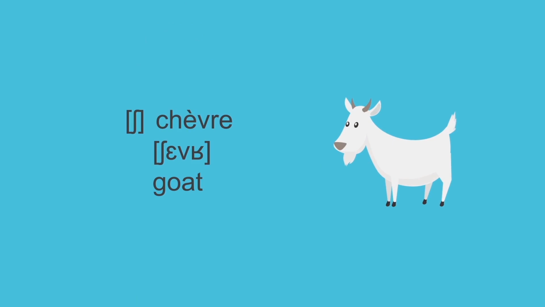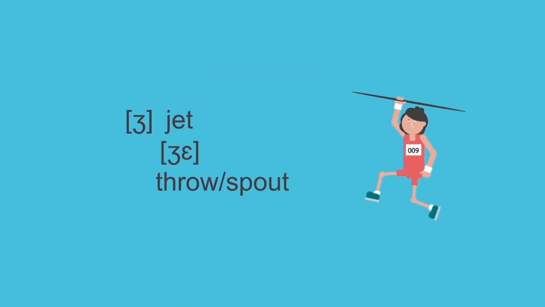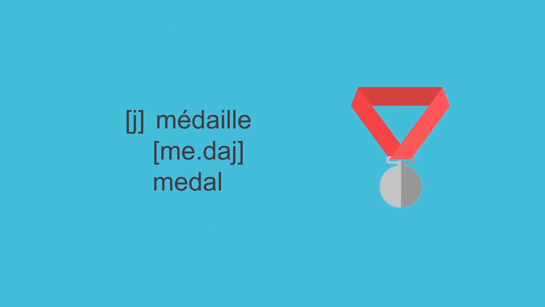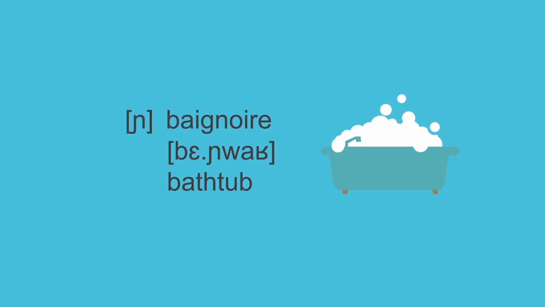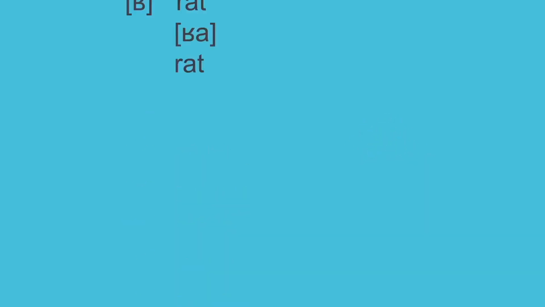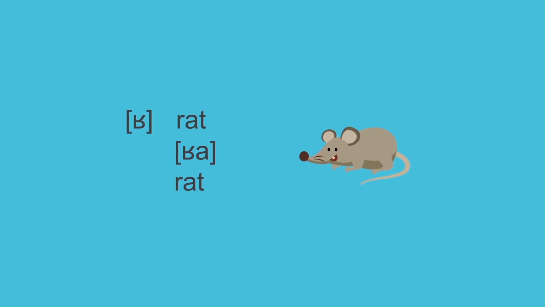4 new symbols with familiar sounds. Sh as in chèvre, J as in jet, ng as in parking, and y as in médaille, and 3 totally new consonants. ny as in baignoire, a cross between an N and a Y. U as in nuage, a cross between a sort of W and U sound, nuage, ui. And the French R, as in ra, way back in the throat where you gargle. That's it for consonants. Next video, we'll go through the vowels.